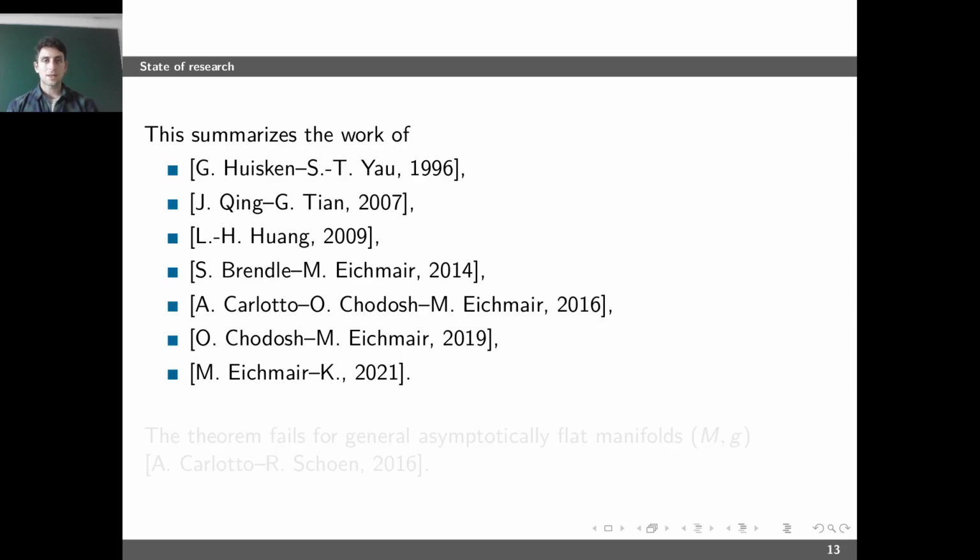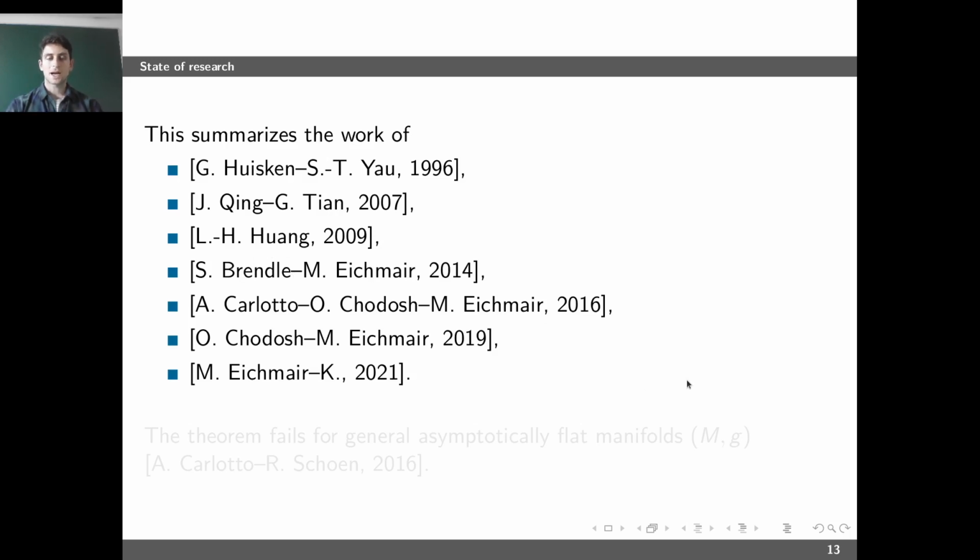Okay, so Huisken and Yau were the first ones to study the existence of asymptotic foliations by stable constant mean curvature spheres of asymptotically Schwarzschild manifolds, and they also proved some preliminary uniqueness result. And this uniqueness result was then later on strengthened by Qing and Tian, by Brendle and Eichmair, by Chodosh and Eichmair, and eventually by Eichmair and myself. And I should also say that the statement about the center of mass is due to one of these authors.